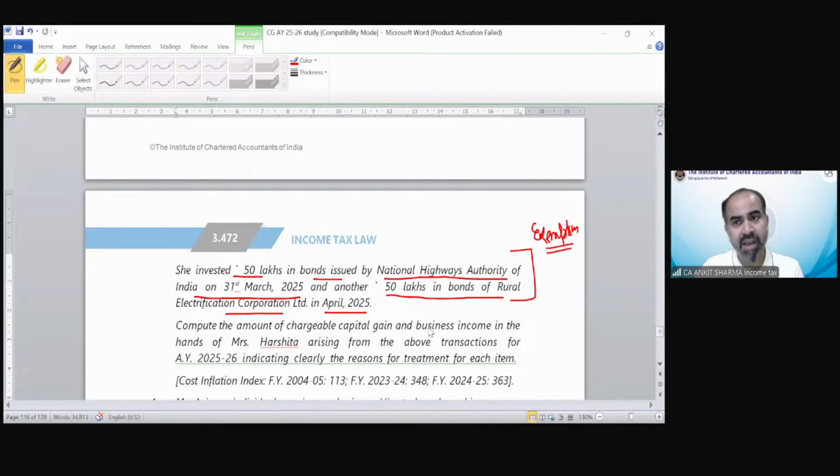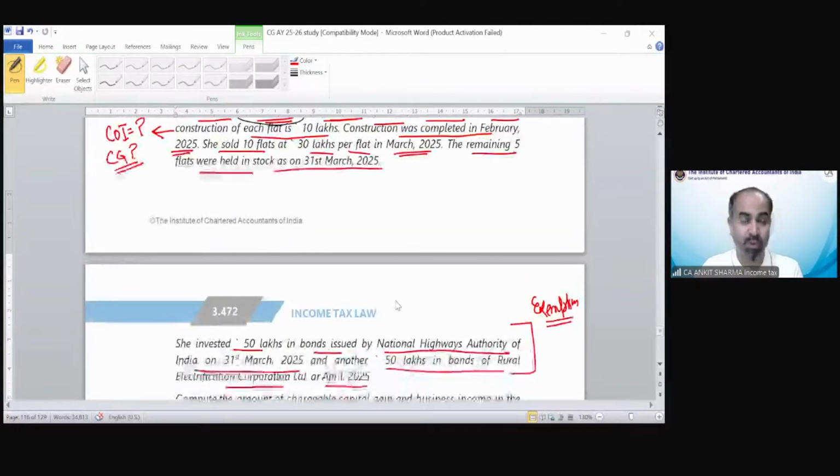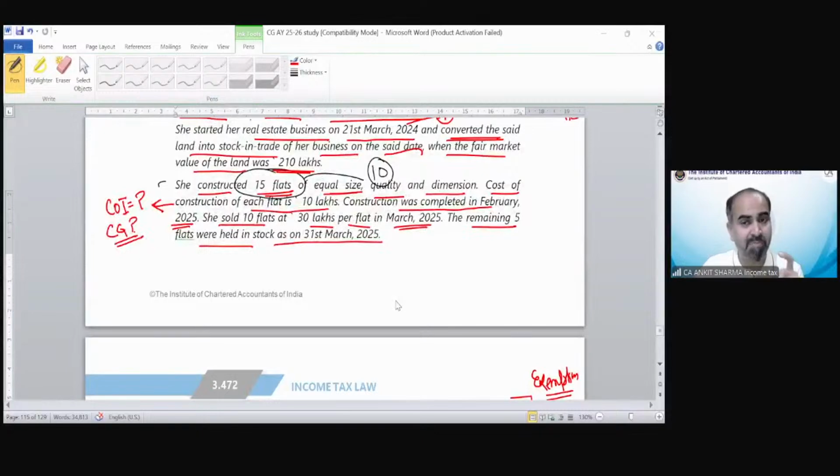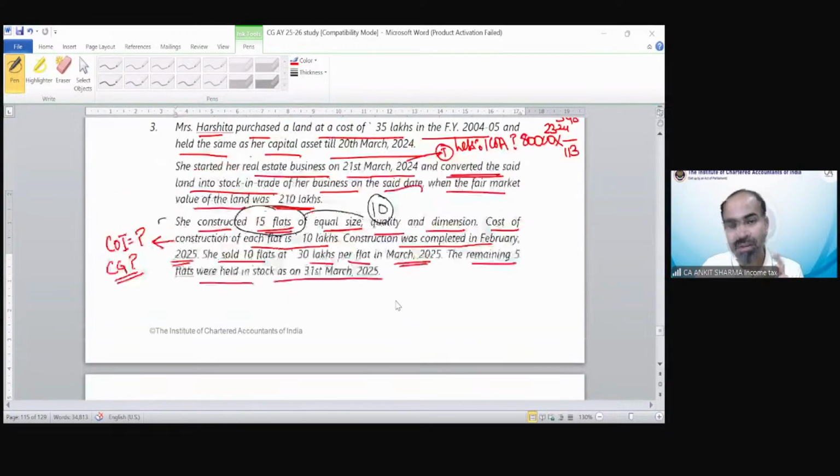NHAI and RECL are both eligible, and you have to purchase within 6 months from the date of transfer. So she has purchased within 6 months from the date of transfer. You can see, February 2025, she has transferred this property, construction complete, and March 25, she has sold 10 plates.